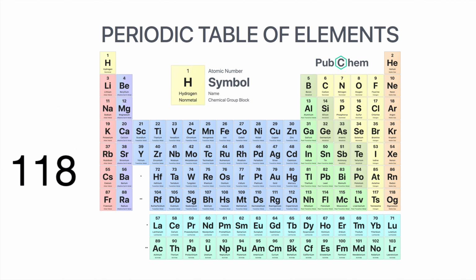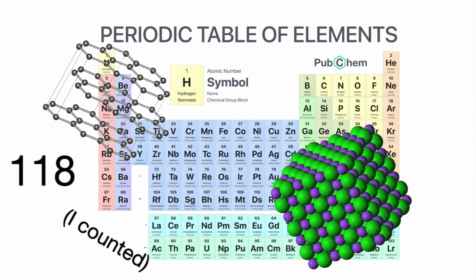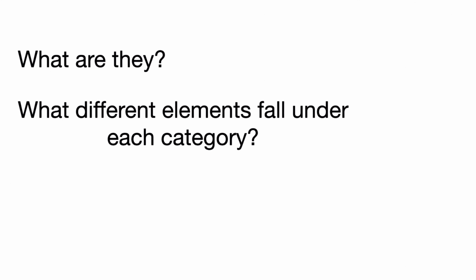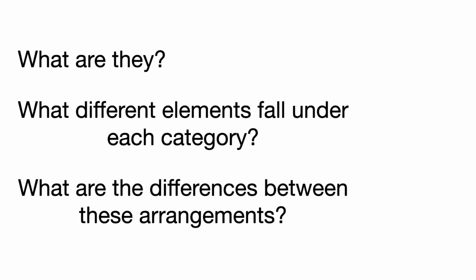There are 118 different elements currently known by humanity, but there are many different arrangements that these atoms form in. What are they? What different elements fall under each category? And most importantly, what are the differences between these arrangements? All of these questions will be answered right now.